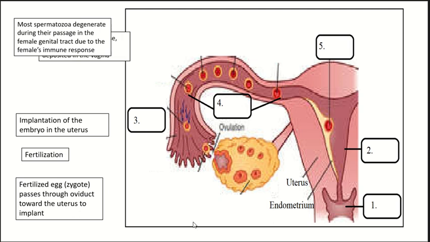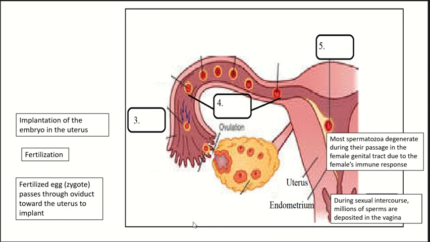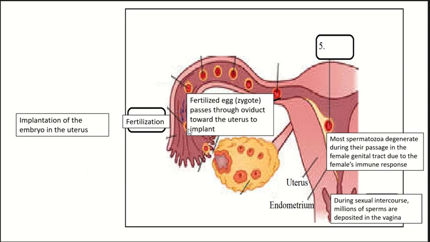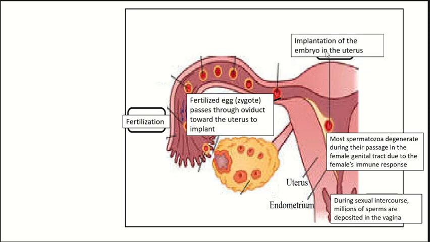So, number 1, here it will be that during sexual intercourse, millions of sperms are deposited in the vagina. Number 2, most of the spermatozoa degenerate during their passage in the female genital tract due to the female's immune response. Number 3, which is here, is fertilization when the sperms reach the oocyte. Number 4 is that the fertilized egg, which is the zygote, passes through the oviduct toward the uterus to implant. And of course, the last step is implantation of the embryo in the uterus.